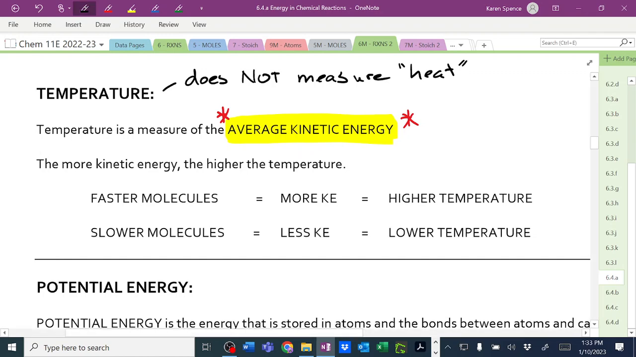So, the more kinetic energy there is, the higher the temperature will be. So if you have faster molecules, then you have more kinetic energy. What can you say about the temperature? It's higher temperature. If, on the other hand, you have slower moving molecules, they're not vibrating as quickly, they're not moving in space as quickly, they're not spinning as quickly, they have less kinetic energy and the temperature will be lower.